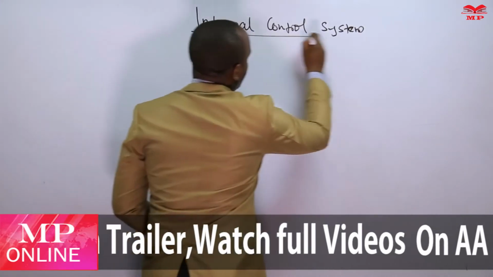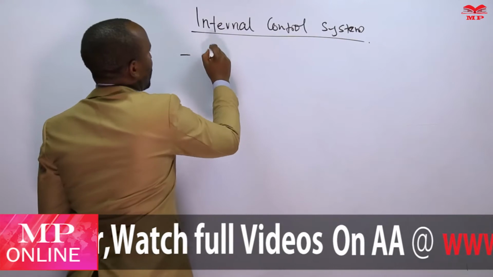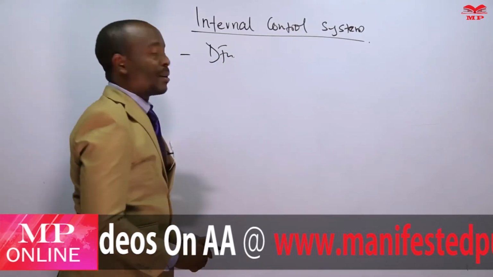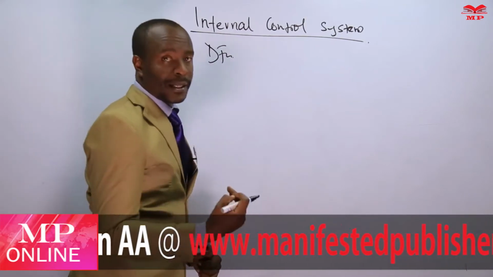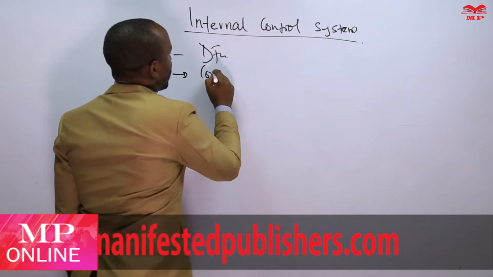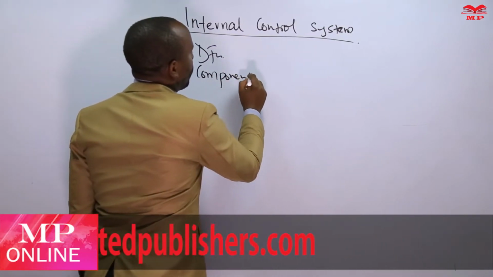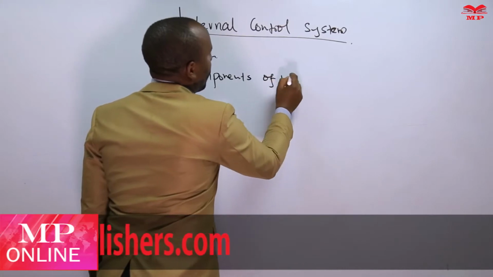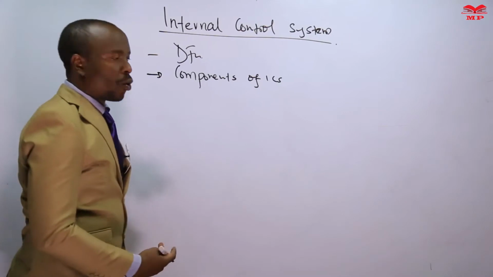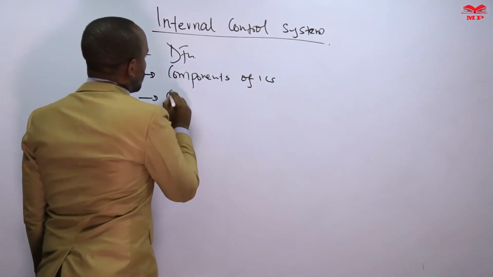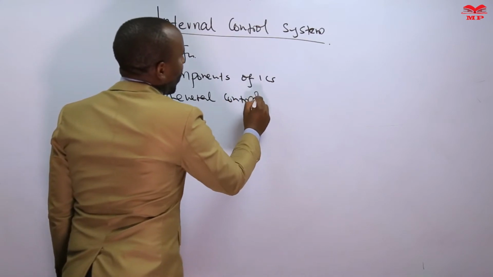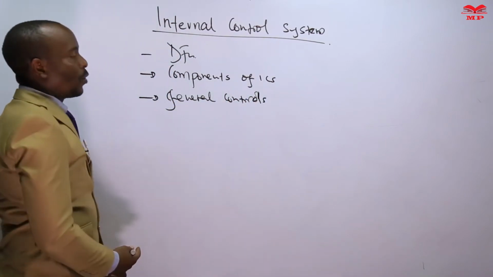The internal control system has so many areas. One, the definition part. The definition is very common and sometimes they do examine that one, so it is good you understand that definition and know how to frame it. Then we have the components of the internal control system, components of ICS. And we also have the general controls that we're supposed to be looking at.